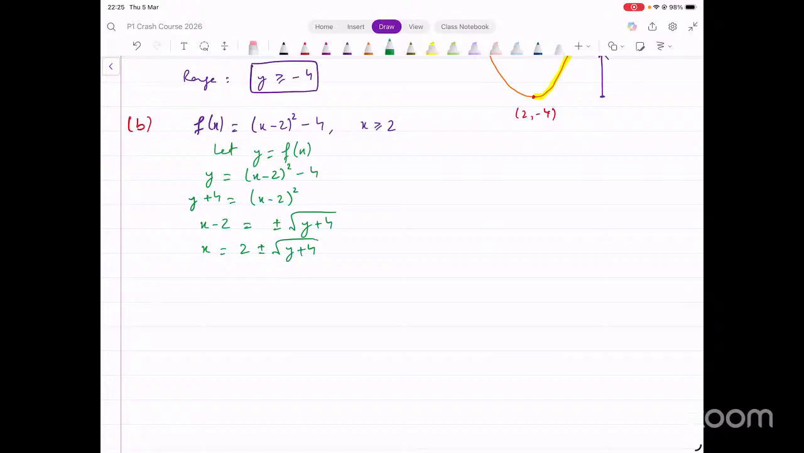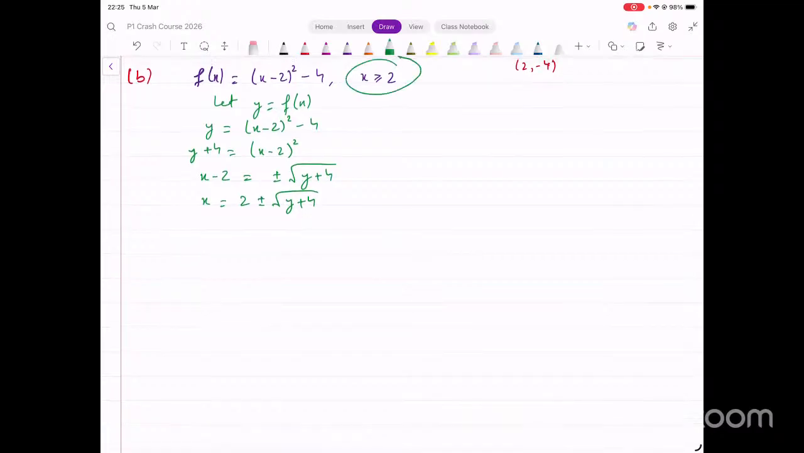How do we decide between plus and minus now? Should we use plus here or minus here? Remember the process? We look at the domain, right? The domain of this function was x greater than or equal to 2. Let's write that down here. So we were given that x is greater than or equal to 2. Now, if x is greater than or equal to 2, can we get a value greater than 2 with 2 plus something or 2 minus something? So it'll have to be 2 plus something.